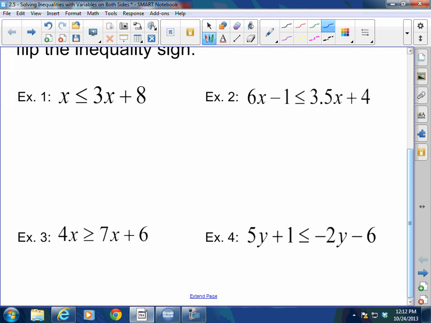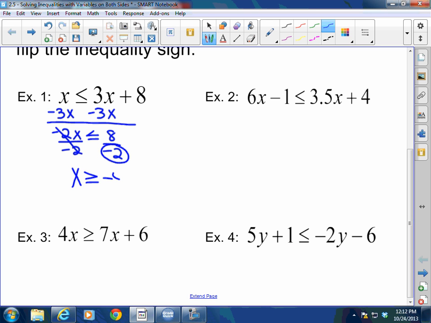Number one, I've got x is less than or equal to 3x plus 8. You got to get all the x's together on one side, so I'm going to subtract 3x from both sides. I've got negative 2x less than or equal to 8. Divide both sides by negative 2 to cancel multiplication. I divided by a negative, so I'm going to flip the inequality. X is greater than or equal to negative 4. Pay attention: close circle at negative 4, x is greater than, shaded to the right.